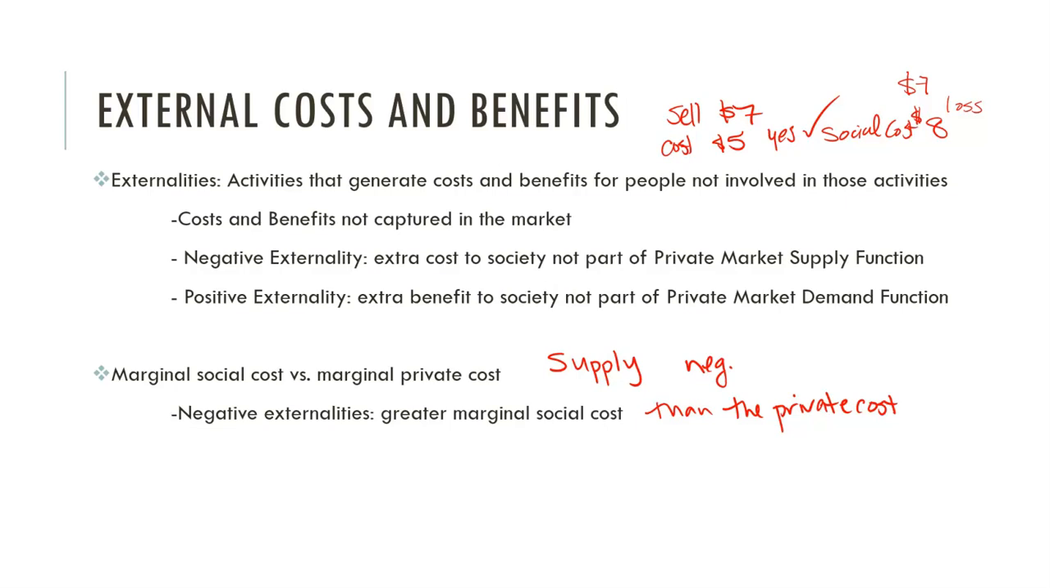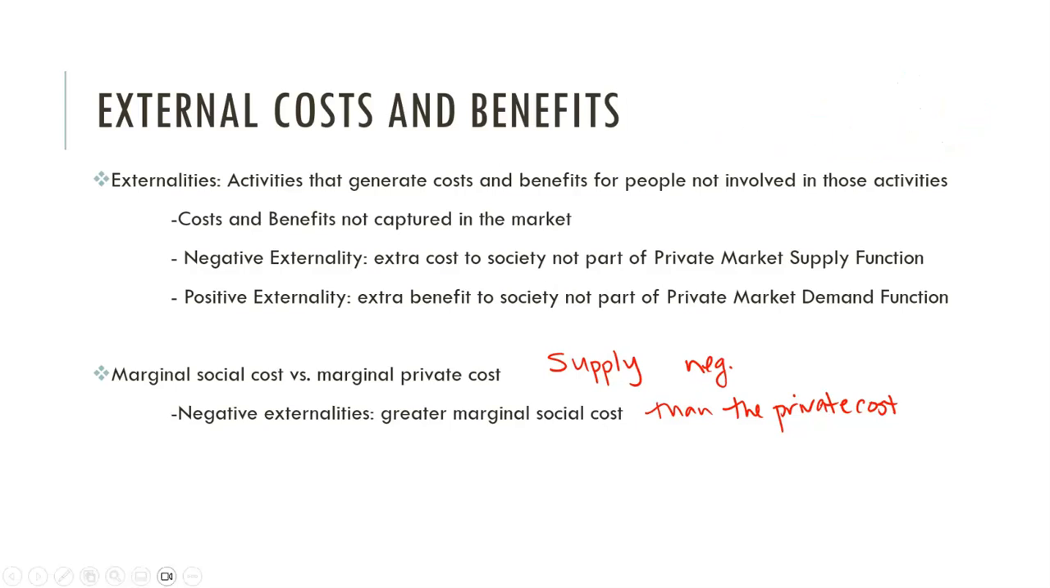Okay. So we're going to see with negative externalities that we are overproducing. We're actually selling quantities that have a higher cost than what that extra benefit is. So we assume that this selling price of $7 represents the demand function and the value people are getting. And then if the social cost is $8, that's a mismatch. We don't want to do that.